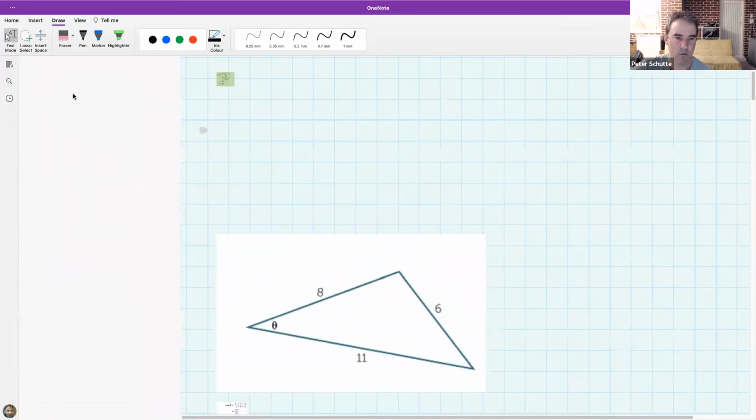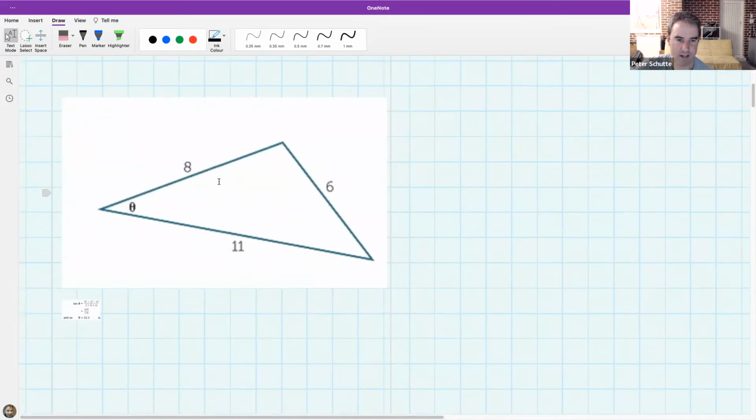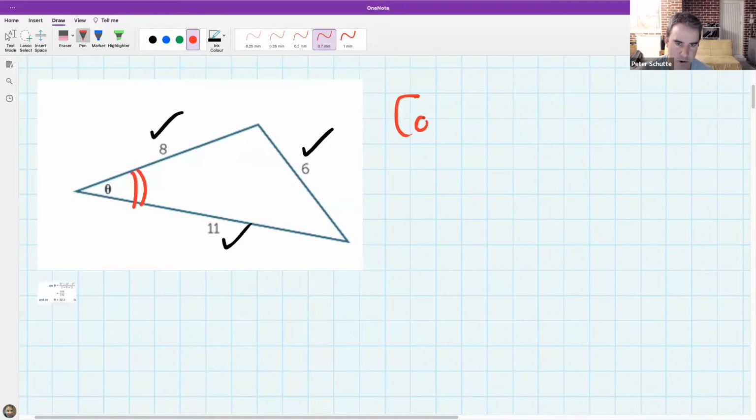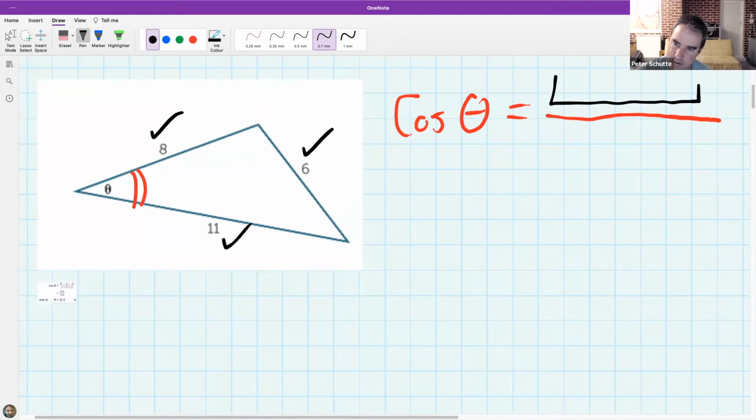I'm going to give you this particular triangle, and notice how we've been given 3 sides. So we have all 3 sides, and we want to find an angle, and we're going to use the cos rule. So you're going to start by writing the cos of theta equals, and you're going to write it as a fraction. I want you to type out for me in the chat, what is the top line going to be? Let's start with that.